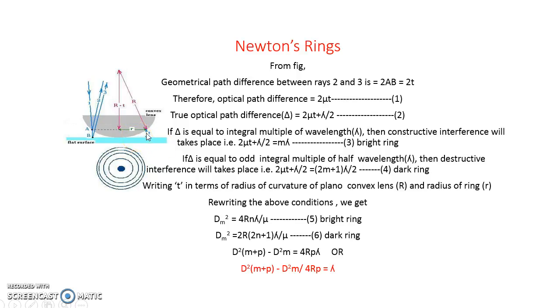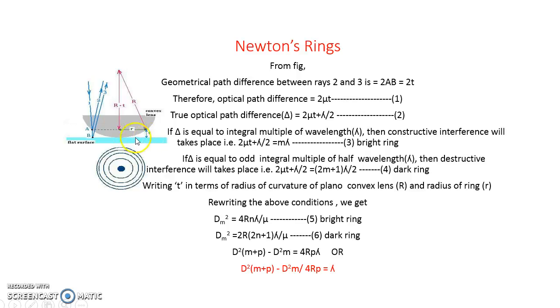The air trapped between the convex part, that means this part, and the upper surface of the plane glass plate, acts as a thin film. This thin film does not have uniform thickness; the thickness is changing. The thickness of the air film between these two surfaces is 0 at the center where the plano-convex lens is in contact with the plane glass plate, and this thickness increases in the outward direction.